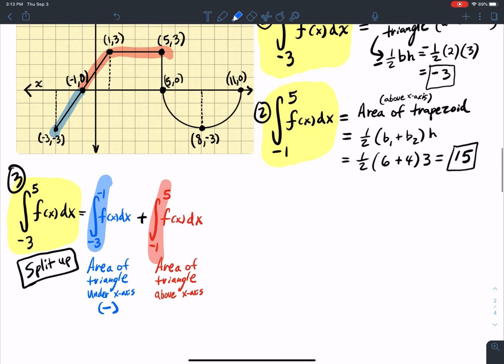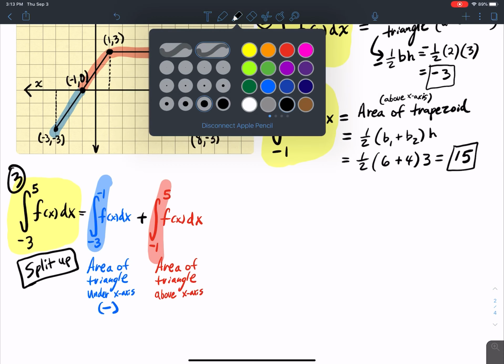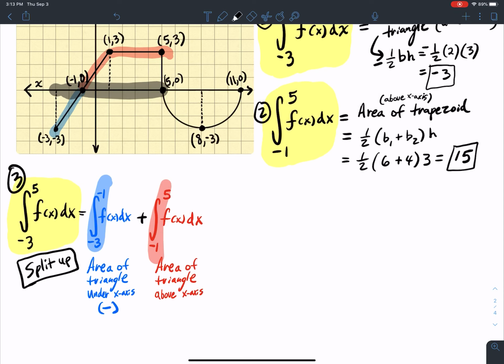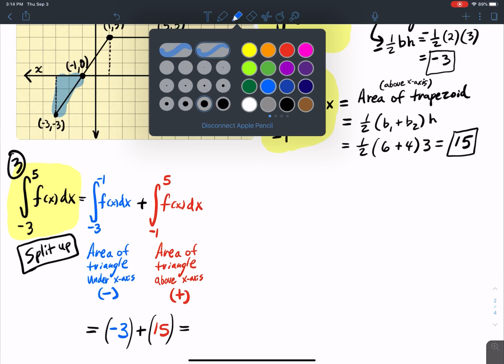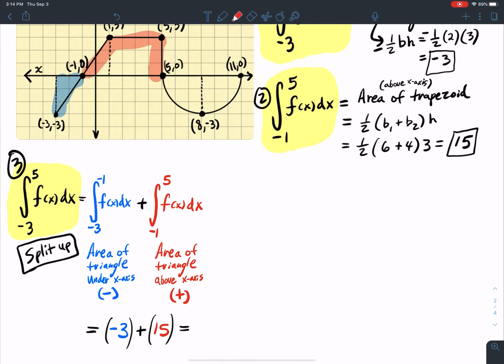Now, I want to find that total area from -3 to 5. That's what I'm looking for. So to find that total area, I'm going to take the answer from the first part, -3, which was the area of this triangle under the curve, plus the second part, 15, which is the area above the curve here. And so whenever I add those two together, what do I get? I get -3 plus 15, which gets me 12.